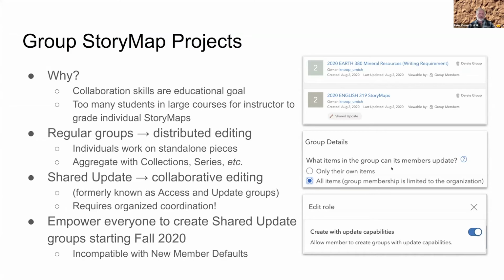And we've decided, since it's such a popular request with this collaborative editing, that we're going to follow the lead of the University of Minnesota, and we're granting shared update group privileges to all of our users starting in fall of 2020. Now, if you're thinking of doing this as well, I will point out that it is incompatible with the new member defaults option. So if you're using that to automate your management of ArcGIS Online, unfortunately it requires a bit of scripting to get around it at the moment, but hopefully that'll change in the future.